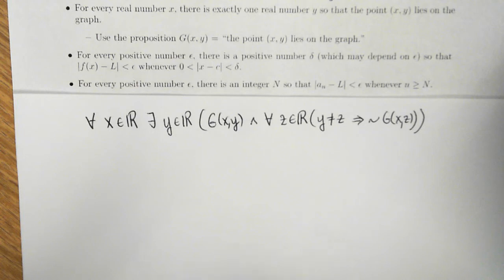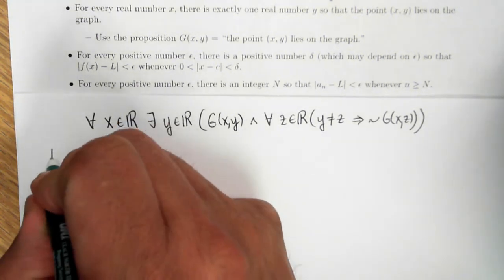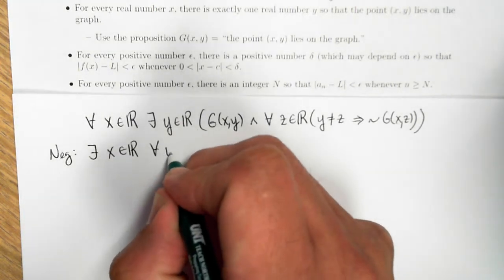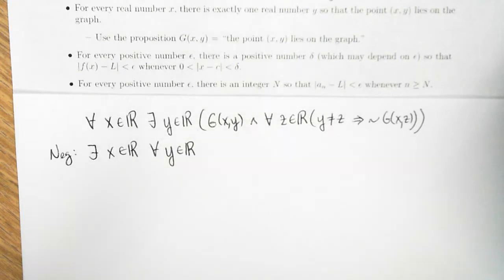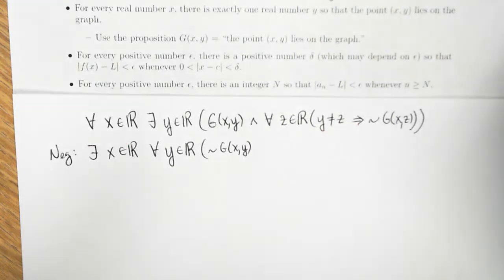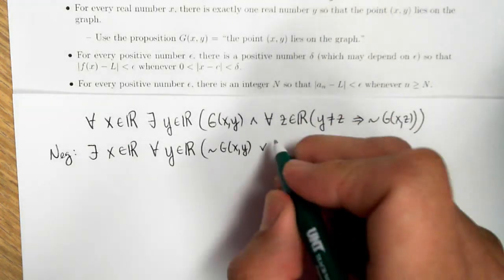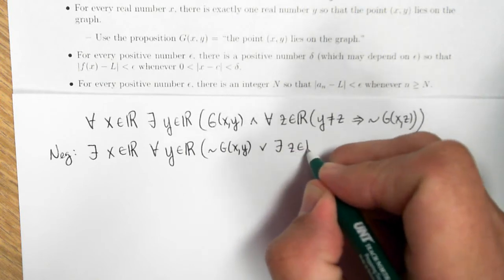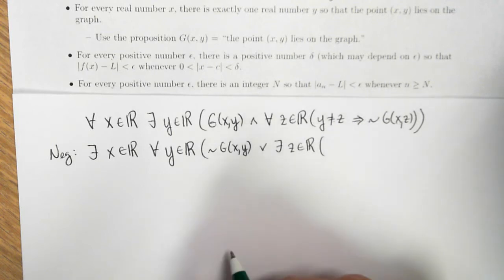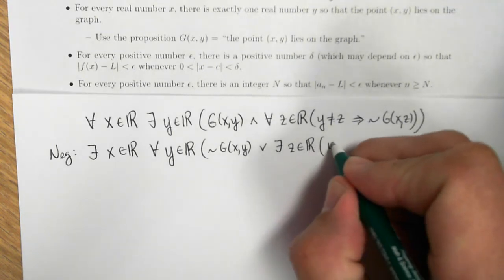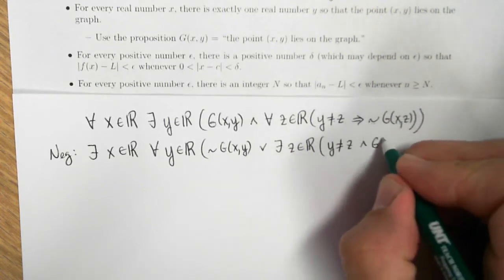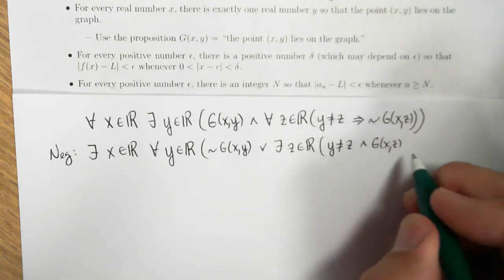Okay, now for the negation, we start flipping. So there exists, so this will be the negation. There exists a real number x such that for every y, either the point xy is not on the graph, or there exists a number z such that, okay, now this is in the form p implies q, so the negation would be p and not q, so p and not q, and not this would be g of xz, so the not goes away.